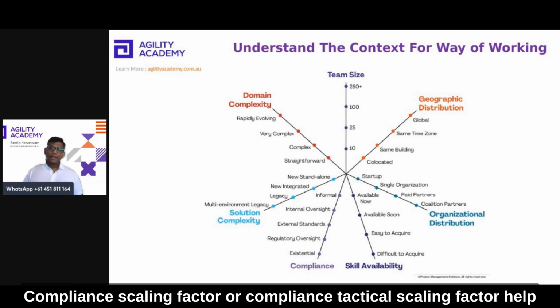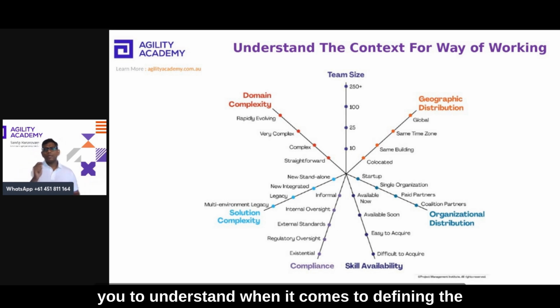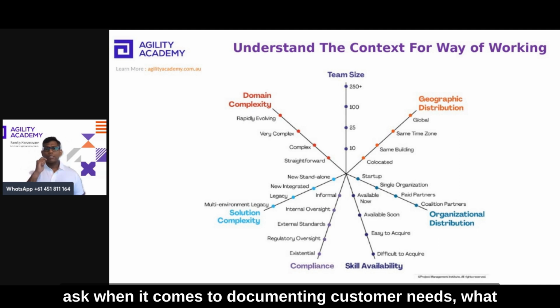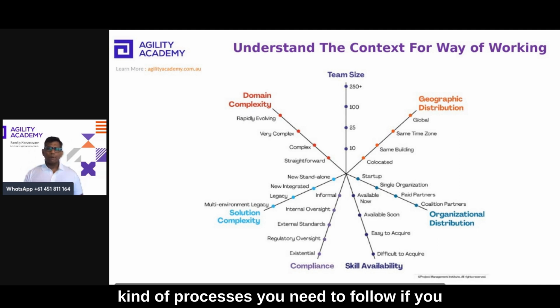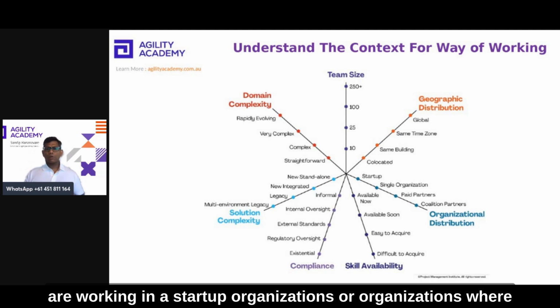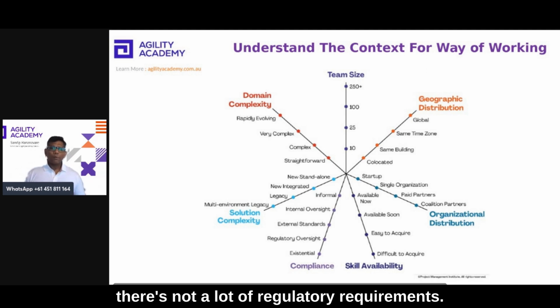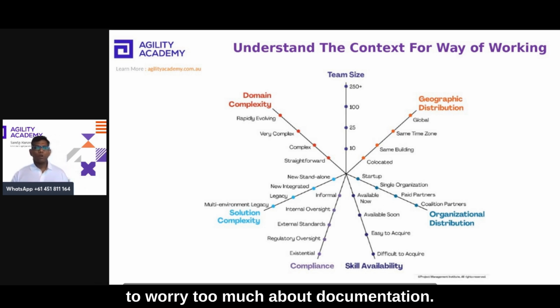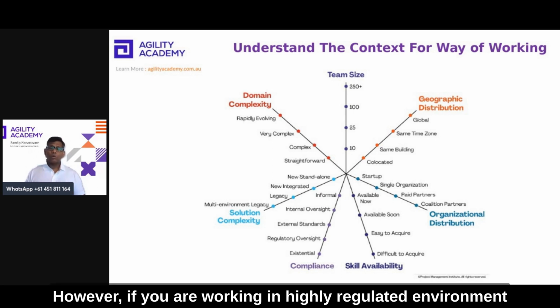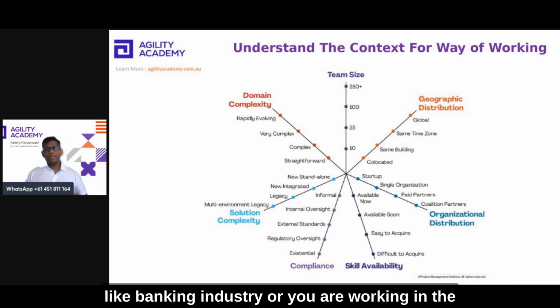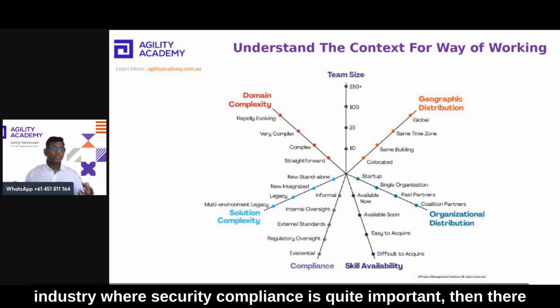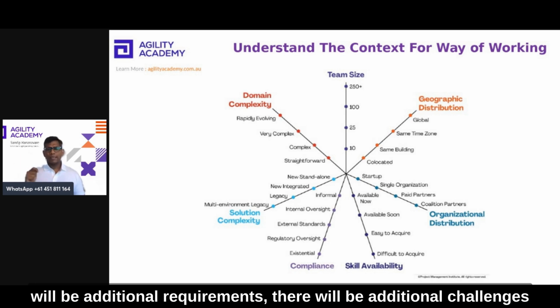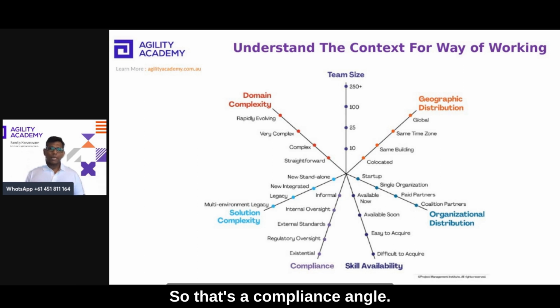The compliance tactical scaling factor helps you to understand, when it comes to defining the ask and documenting customer needs, what kind of processes you need to follow. If you are working in a startup organization or an organization where there are not a lot of regulatory requirements, probably as a scrum master, when you are coaching the product owner or team, you don't need to worry too much about documentation. However, if you are working in a highly regulated environment like the banking industry, or in an industry where security compliance is quite important, then there will be additional requirements and additional challenges which you need to deal with. So that's the compliance angle.